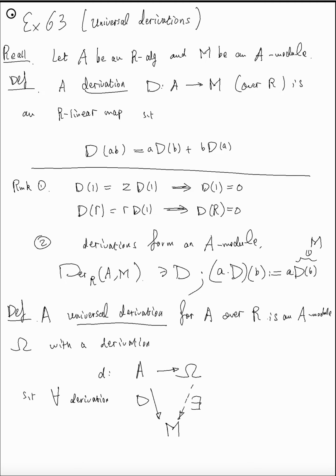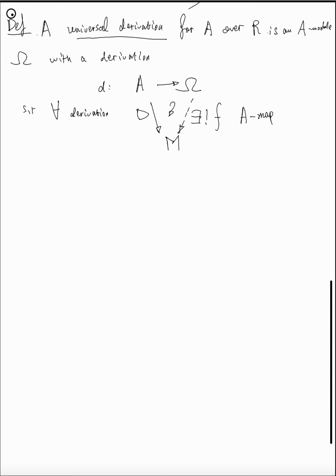There is a unique A map, which means A linear map of A modules, such that the diagram commutes. And then because this is a universal property, it means this universal derivation is unique up to isomorphism.